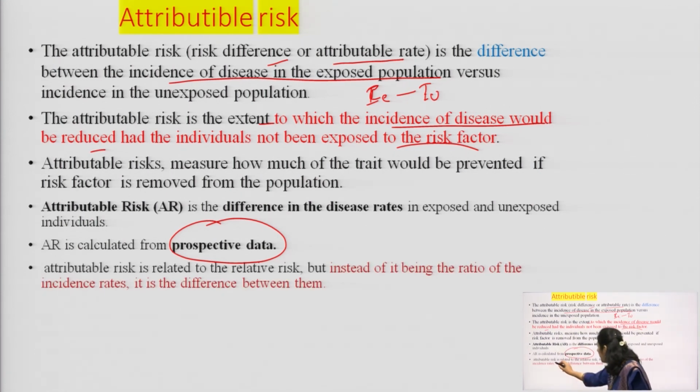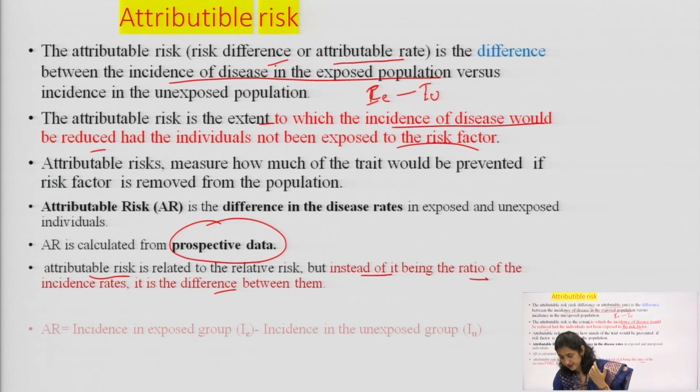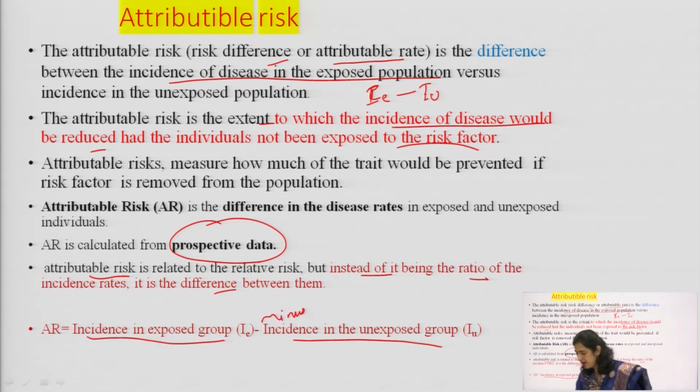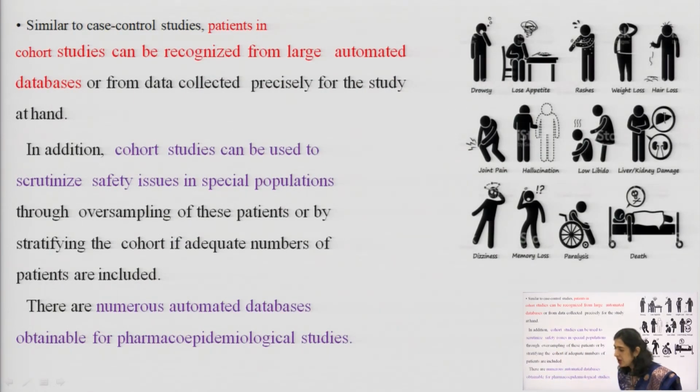Now, attributable risk is related to relative risk, but instead of being the ratio, it is the difference. Simple. What was it in relative risk? The ratio of incidence in exposed versus unexposed. And here? The difference, right? So I have written here the proper formula: incidence in the exposed group minus, this is a minus sign, incidence in the unexposed group.